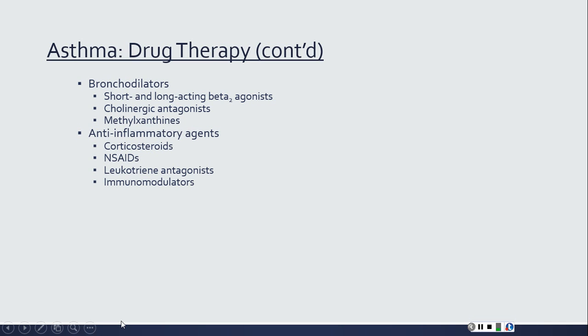Corticosteroids, we've got Pulmicort, Flovent, and the leukotriene antagonists, we've got Singulair. These are your maintenance drugs. These are the ones that they need to take every day, regardless of how well they think they're breathing.